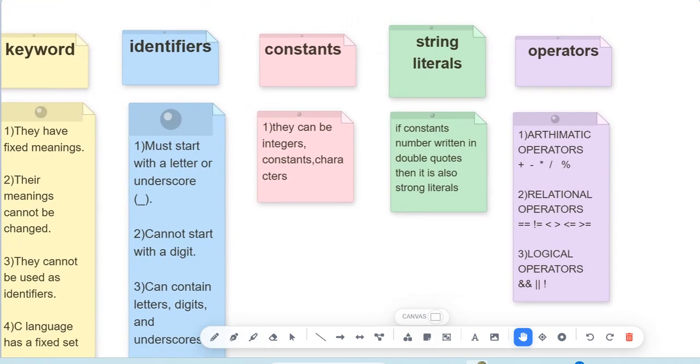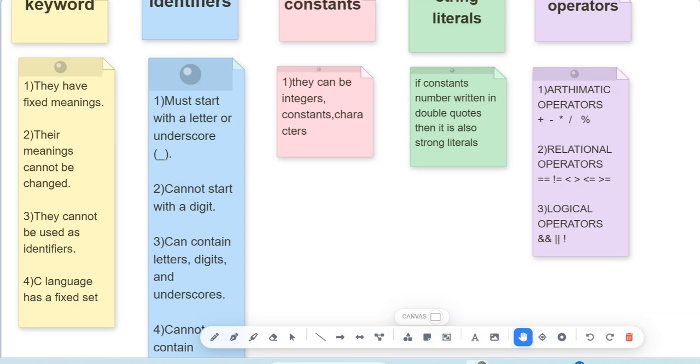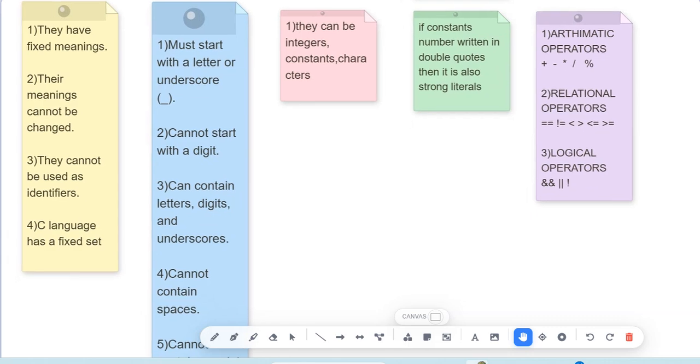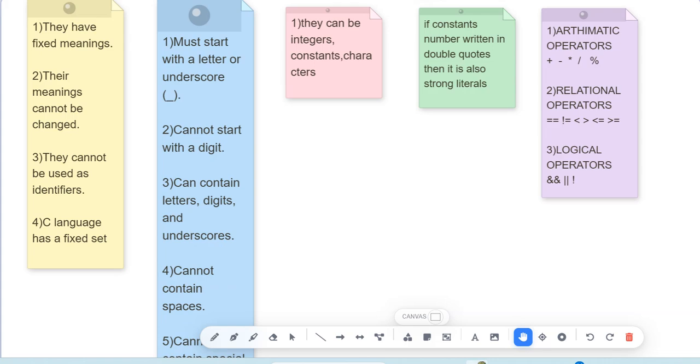Next, coming to identifiers, I have discussed that they are the names which are kept by the programmers for either function names, arrays, or variables. Those are considered as identifiers. The first important thing is that there are some rules to write the name of these identifiers. First, the name of these identifiers should start either with a letter or an underscore. You can see it is known as the underscore.